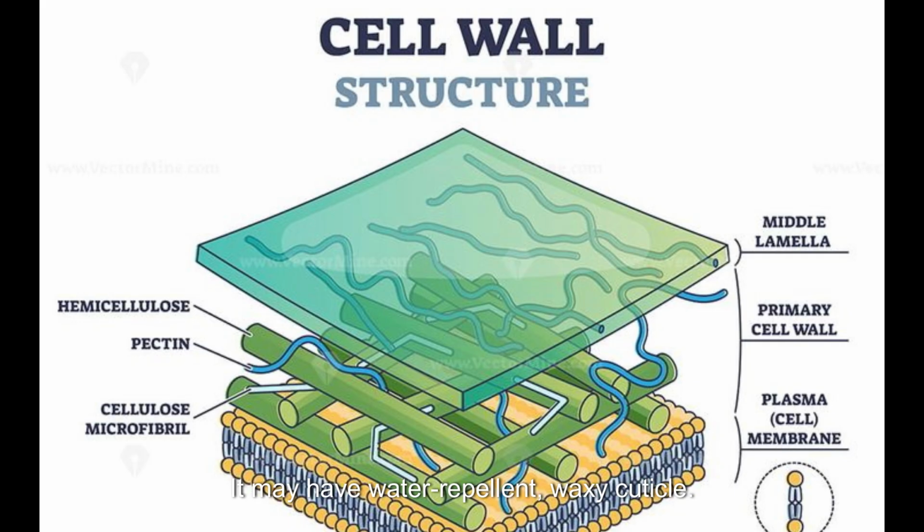It may have a water-repellent, waxy cuticle. The cell wall also acts as a shield for the cell. It also keeps large damaging molecules out of the cell. It also protects the cell against pathogens, such as viruses, bacteria, fungi, etc.